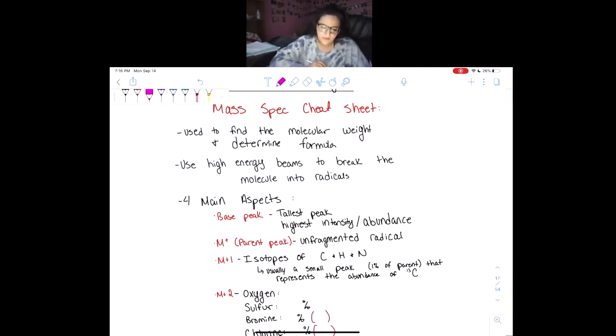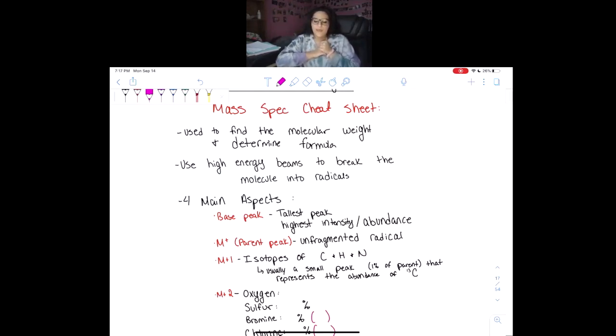First thing we need to go over is, what is Mass Spec? Mass Spec is a type of spectroscopy where you take a molecule and you hit it with high energy beams and you break it apart. Once you get these broken apart fragments, you are going to be able to find the mass of your molecule. So this tells us mass, aka molecular weight, and that will help us determine a formula. And as I said, we use high energy beams to break the molecule into radicals.